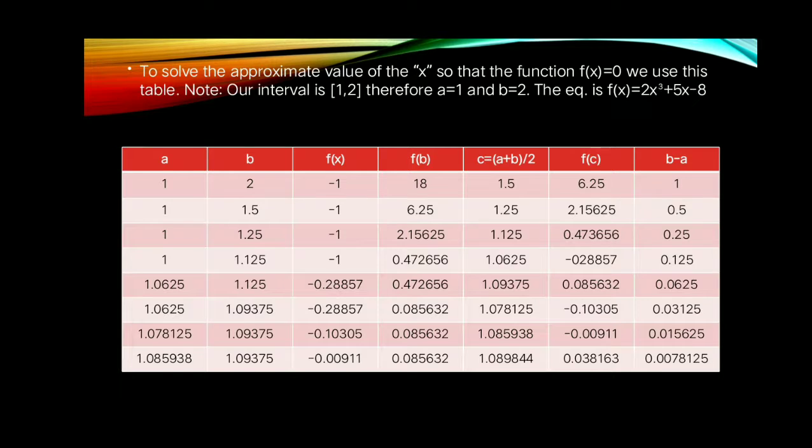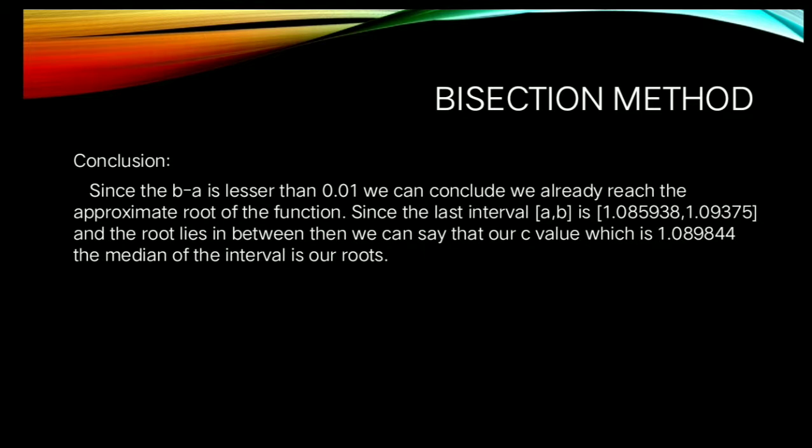So, conclusion. Since b minus a is less than 0.01, we can conclude we already reached the approximate root of the function. Since the last interval a, b is 1.085938 and 1.09375, and the root lies in between, we can say that our c value, which is 1.089844, the median of the interval, is our root.